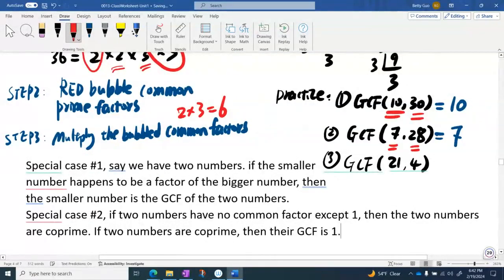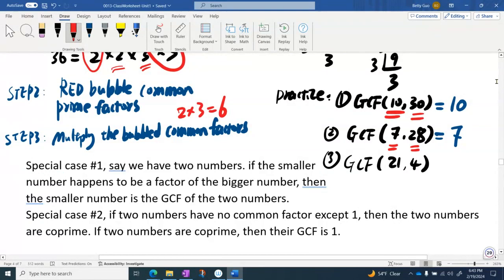It involves a definition, co-prime. Co-prime describes a special relationship between two whole numbers. If two numbers have no common prime factors, and the only common factor of the two numbers is 1, then the GCF of the two numbers is 1.